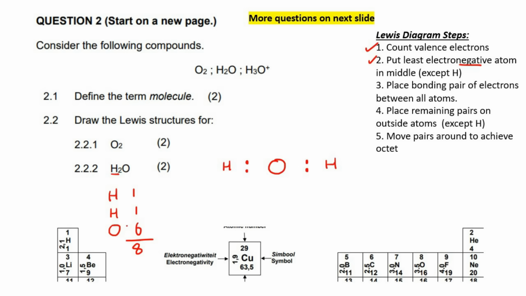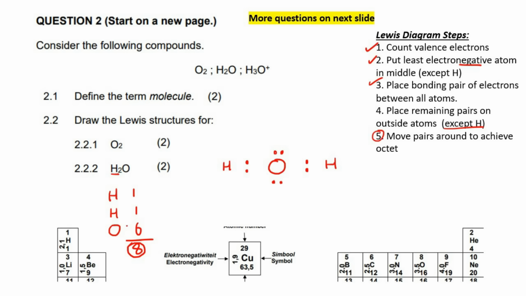There we go. Place the remaining pairs on all of the outside atoms. So how many electrons do we have left? Well, we have 8 in total, and we've already used 1, 2, 3, 4. So we still have another 4 electrons, or another 2 pairs if you think about it like that. So we can place the remaining electrons in pairs like that. We didn't put them on the hydrogen. Normally you would have put them on the outside atoms, but they said except hydrogen.